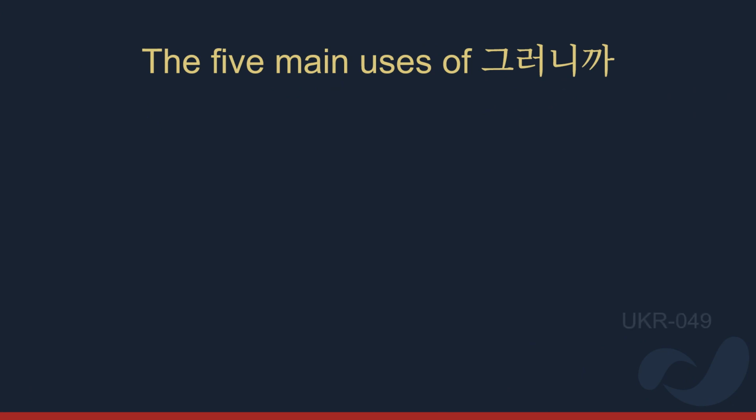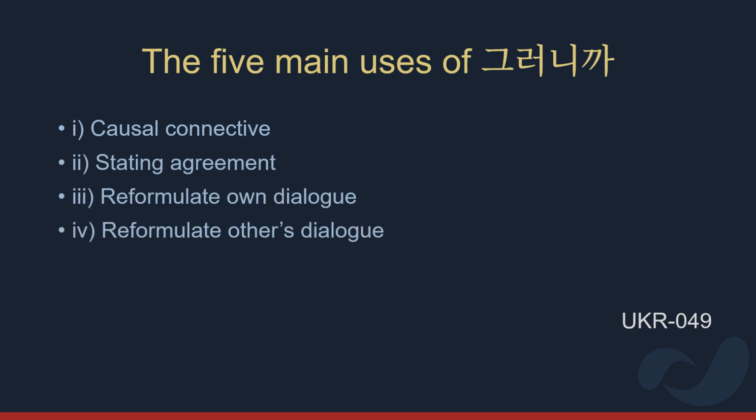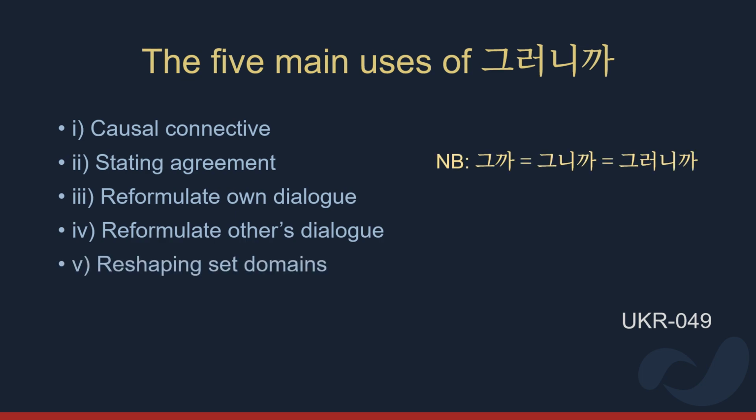As explained in the Grammar Reference Dictionary, there are currently 5 main uses of 그러니까. The first use is as a causal connective, which is what most learners are familiar with. This lesson will focus on the other uses where 그러니까 is used for various reasons, such as agreeing with someone else, reformulating what you want to say, reformulating what someone else said, and reshaping the domain set by a question. These uses will be explained by analysing dialogues.